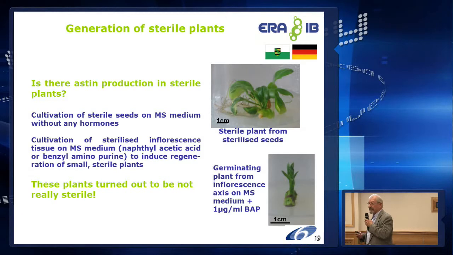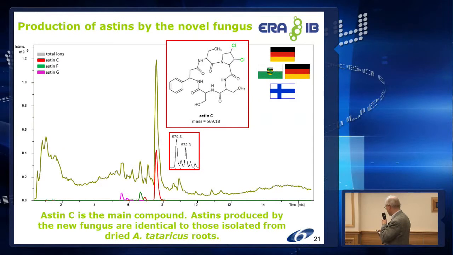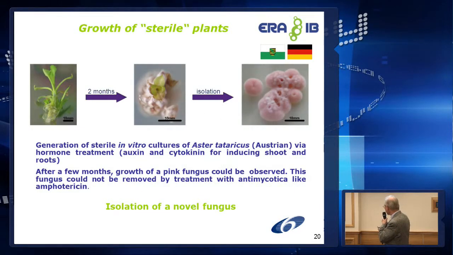Since we wanted to express the astin biosynthetic genes also in plants, hairy roots, we needed sterile plants. So plants were sterilized and grown, but in the end, these plants turned out not to be really sterile. Because when they were grown, and here you see, it took 2 months to really see what happened, then suddenly a pink fungus popped up.